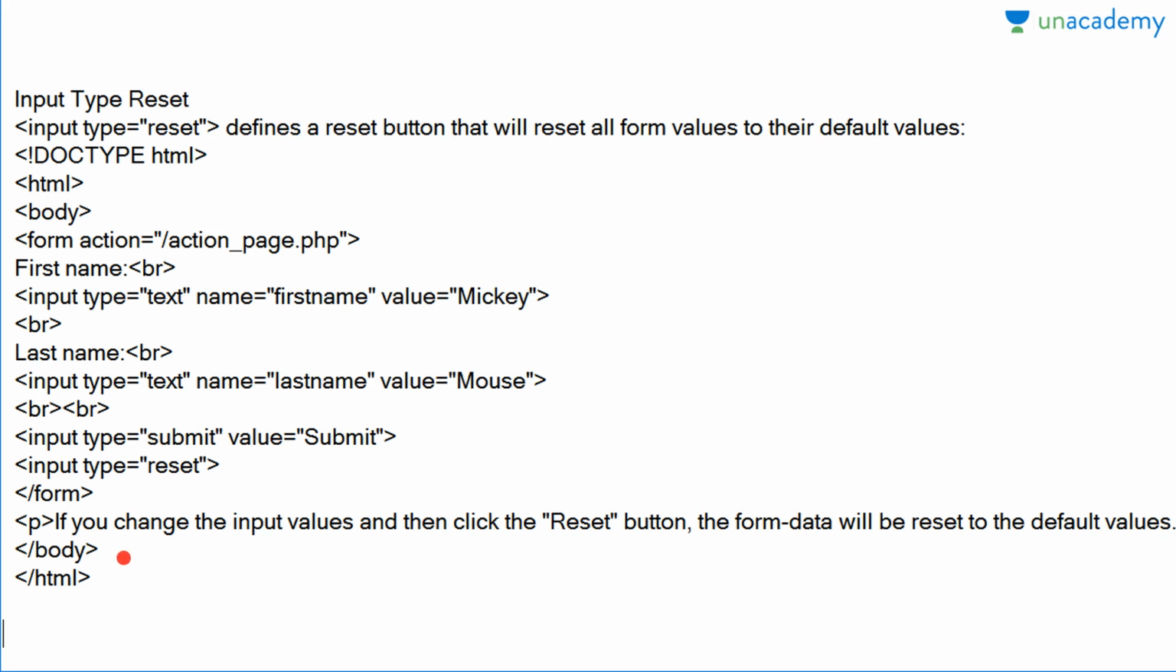If you change the input values and click the reset button, the form data will be reset to the default values. Then body close and HTML close. This whole document is ready to execute, and you can write this in your own text editor and run it in your browser. Here a reset button will be created, and when you click on this reset button, the form data will be reset. So you can try this at once and see how the output changes.